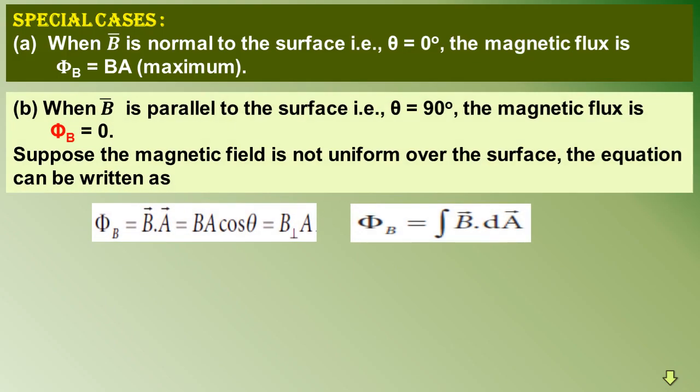Now let's see the special cases here. First one, when the B vector is normal to the surface, that is theta is equal to 0 degree. You know cos 0 is equal to 1. Then the magnetic flux phi B is equal to BA, which is maximum. When the B vector is parallel to the surface, then theta is equal to 90 degree, and the magnetic flux phi B is equal to 0. Suppose the magnetic field is not uniform over the surface, then the equation can be written as phi B is equal to integral B vector dot dA vector.